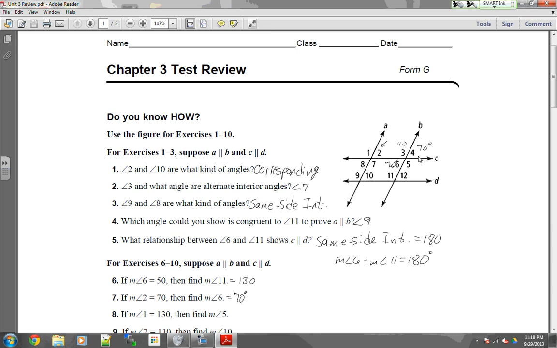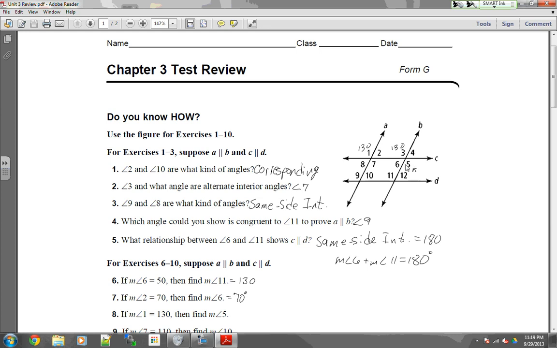Number 8, if the measure of angle 1 equals 130, then find the measure of angle 5. So if this is 130, we want to find the measure of angle 5. Now, what I did, and which is completely fine, 1 and 3 we know are corresponding, so this has to be 130. And since 3 and 5 are vertical, 5 has to be 130.